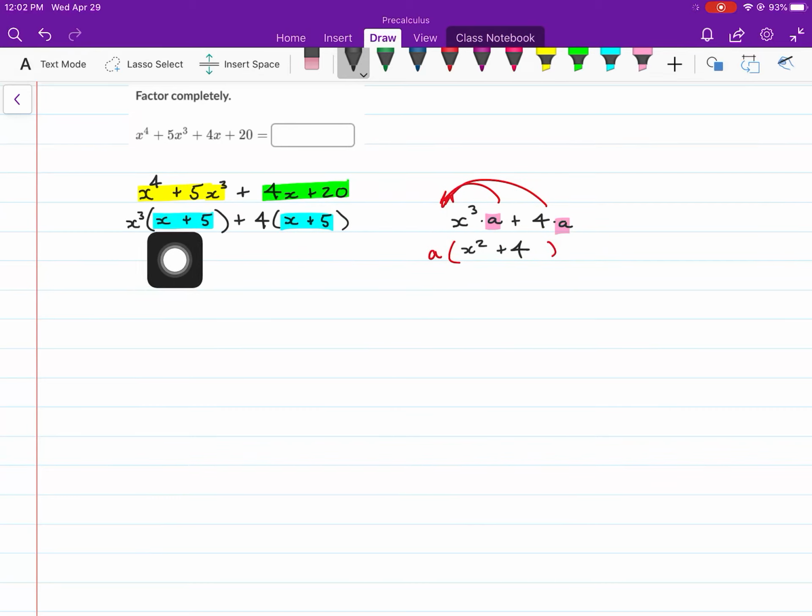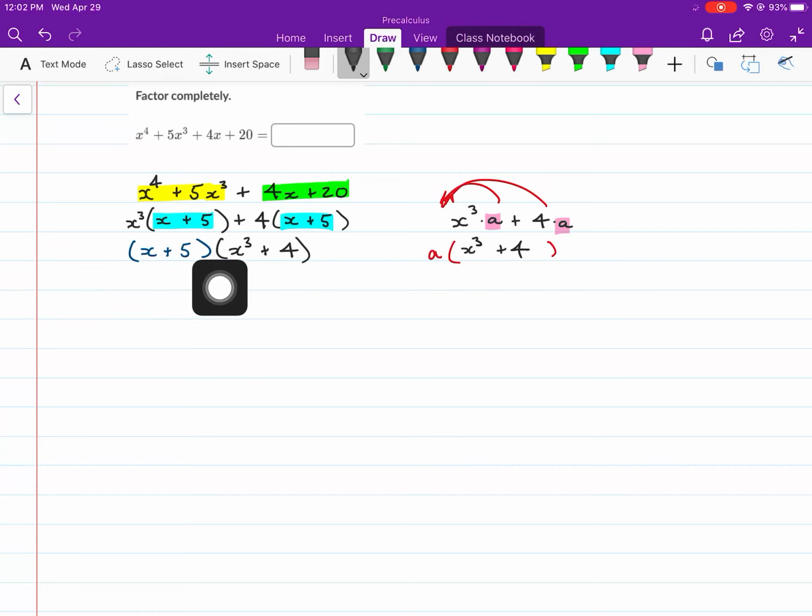Well, we don't have a, instead we have x plus 5. So the same idea, we could factor that x plus 5 out to the front. So in the front, I'm going to put x plus 5, and then what's left on the inside is x cubed plus 4. It works just like what you saw over here. You factor out the a and you'd be left with x cubed plus 4, just like we had there. Oops, I put x squared.